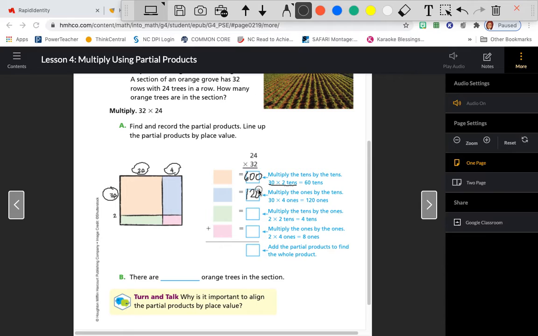All right, now we're going to multiply the tens by the ones. So we're going to say 2 times 20, or 2 times 2 tens. And you get 4 tens, which equals 40. All right, then we're going to multiply the ones by the ones. So 2 times 4, 4 ones would be 8 ones. Okay, and then we're just going to add up all of our partial products.